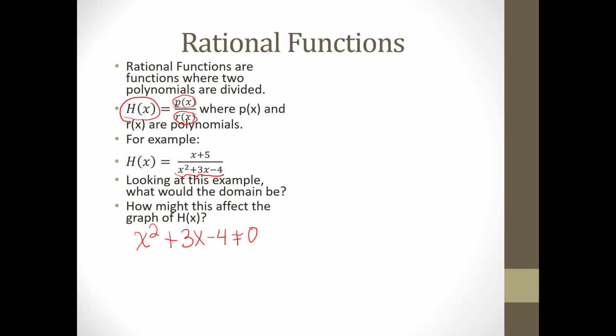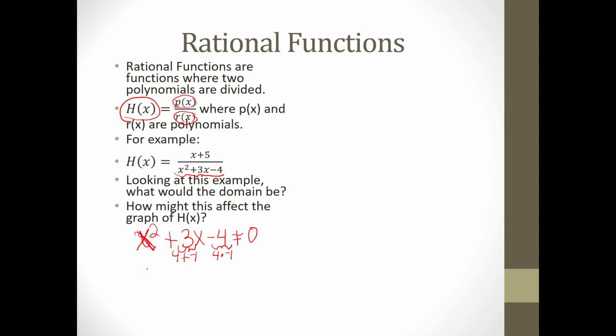Now, in order to determine that, we're going to solve this as if it was an equation, and the two values that we get out are going to be numbers that are not okay for plugging into this function. So in order to solve something like this, we need to factor. Since this x squared has a 1 for its coefficient, we can look at the numbers that would multiply to get negative 4 and add up to 3. If you multiply 4 times negative 1, you would get negative 4, and if you did 4 plus negative 1, you would get 3.